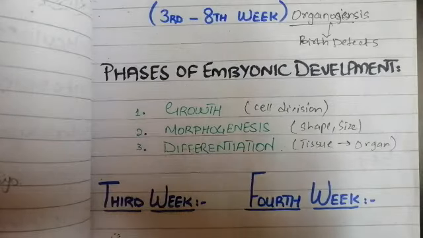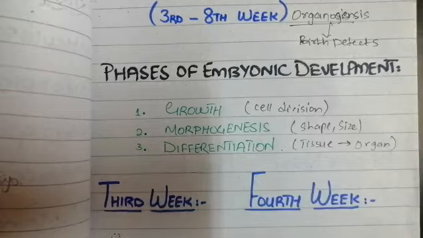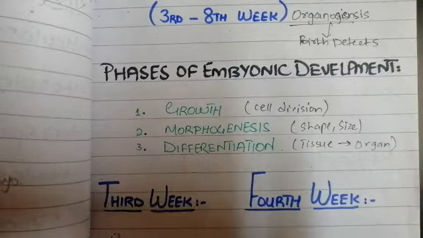Now coming to the structure and the features that are very important during these 5 weeks of development, starting from the 3rd towards the 8th. I will cover the important features, and I will make notes for you guys to remember easily, and by these notes you can have multiple features of the embryonic period. So by this way you can remember easily all the embryonic periods.